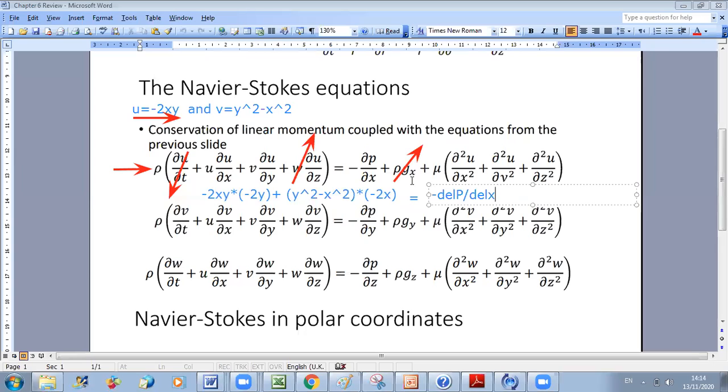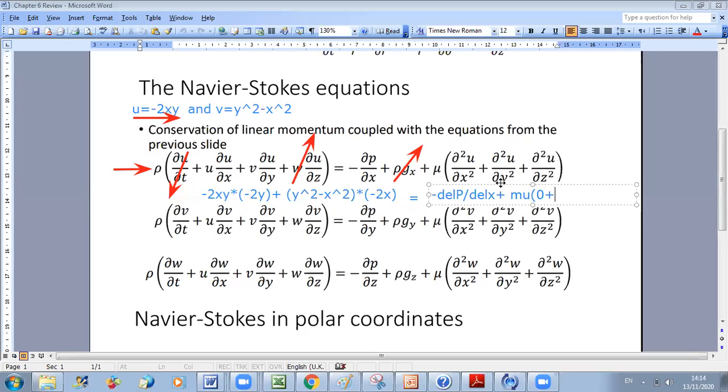Okay, now if I do the second derivative of u with respect to x, I will get what? I will get 0, because look, u is minus 2xy. When you do the first derivative with respect to x, you get minus 2y. If you derive another time with respect to x, it's what? It's 0. So it's plus mu times 0 for the first term.